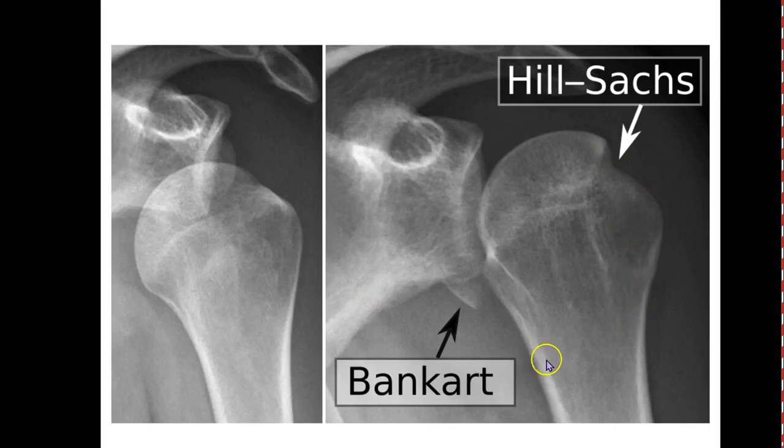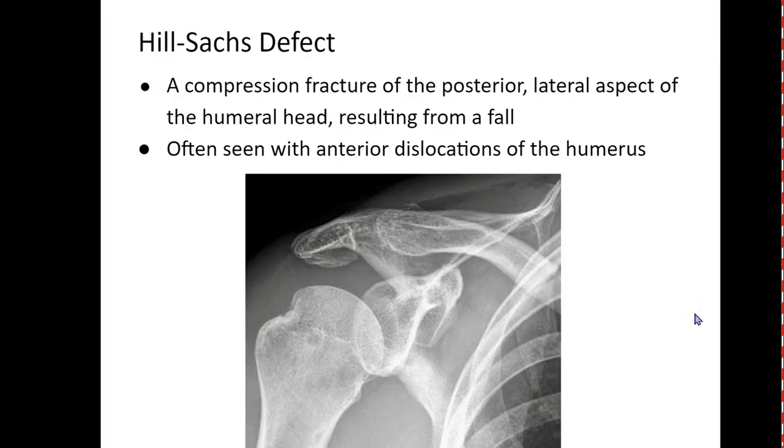So Bankart lesion is an injury to the anterior inferior shoulder labrum, can result in a small avulsion fracture. But please note, you can have a Bankart lesion without an avulsion fracture. Okay, next, let's talk about that Hill-Sachs defect. The Hill-Sachs defect is a compression fracture of the posterior lateral aspect of the humeral head, and is often associated, again, with anterior dislocation of the humeral head.